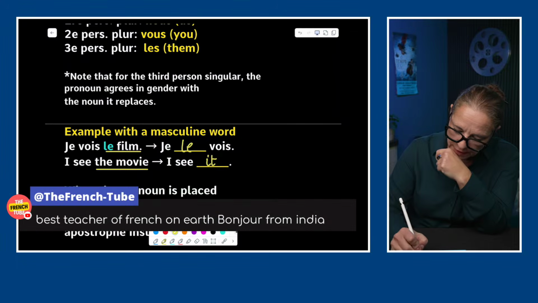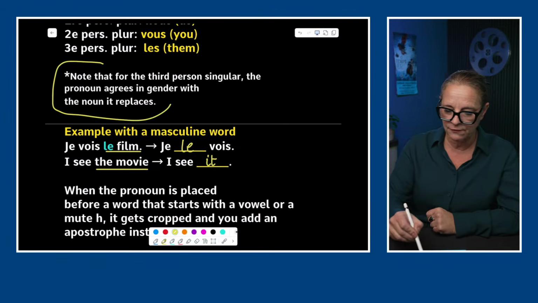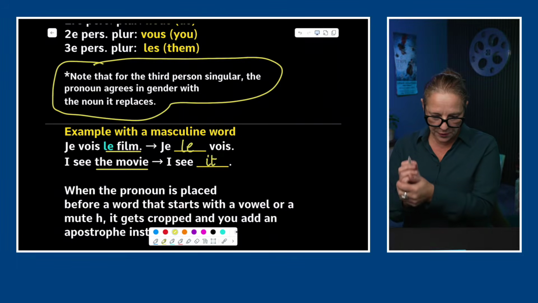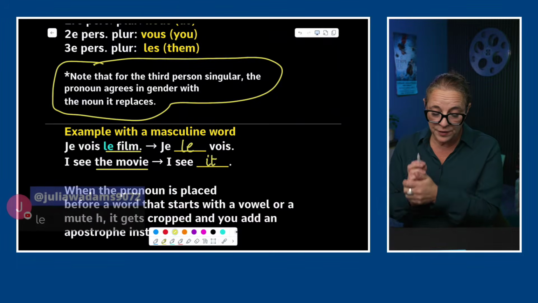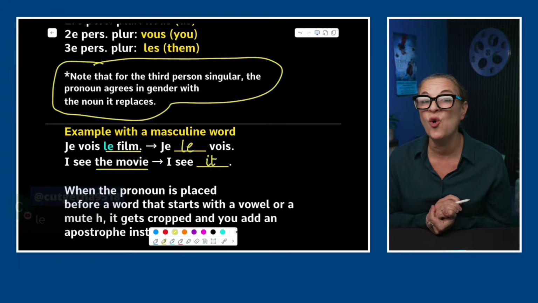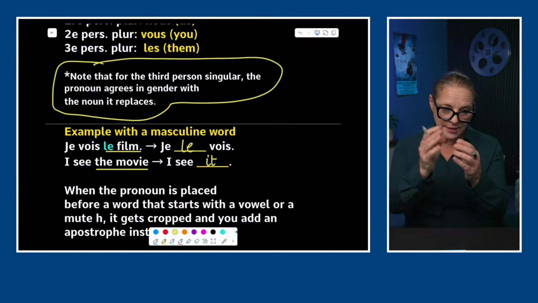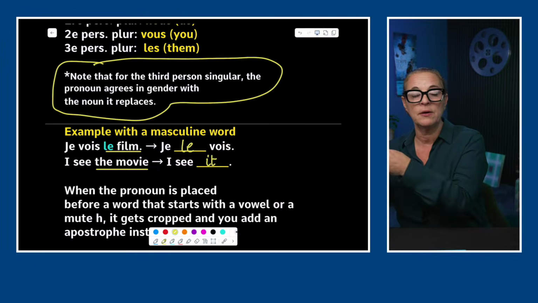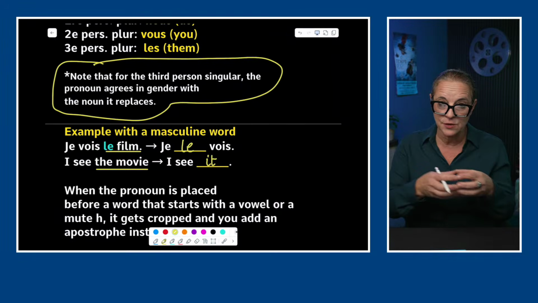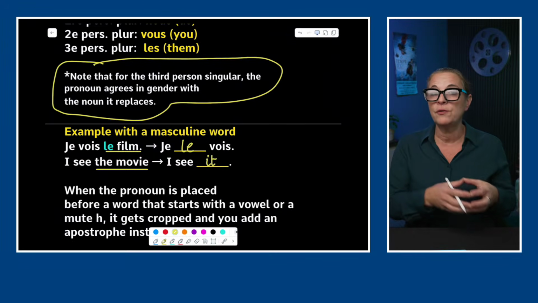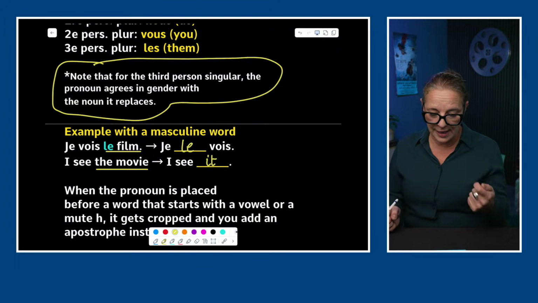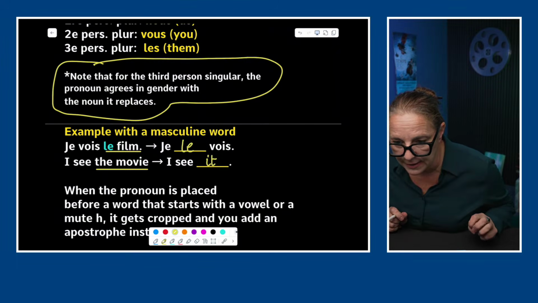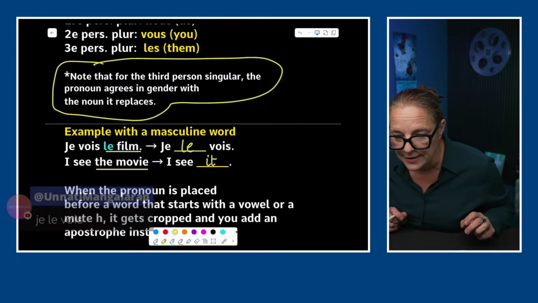So what we've done here, and that goes to my little writing here. The third person singular, the pronoun agrees in gender with the noun it replaces. Always, okay? If you're using a complément masculine, then use the masculine pronoun, and so on. Feminine pronoun, plural pronoun. Le, la, or les. Okay, je le vois, very good.